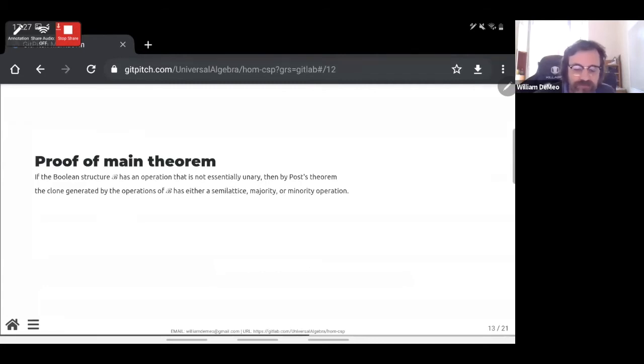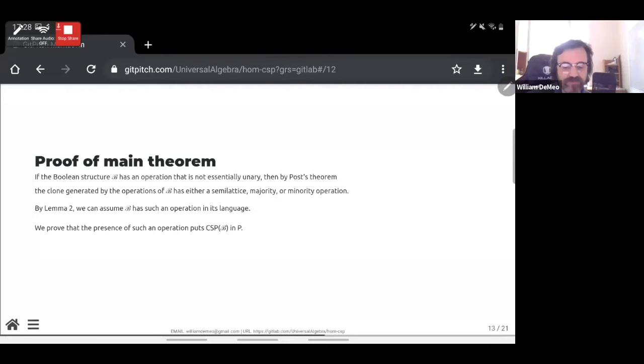Okay, so let's go through the steps of the proof. They're fairly straightforward, so it won't get too technical. So I hope you'll bear with me. Okay, so if the Boolean structure has an operation that's not essentially unary, then by Post's theorem, the clone generated by the operations of B has either a semilattice, majority or minority operation. And by Lemma 2, which we already went through, we can assume that B has such an operation in its language, and we prove that the presence of such an operation puts the CSP of B in P, so it will be tractable.